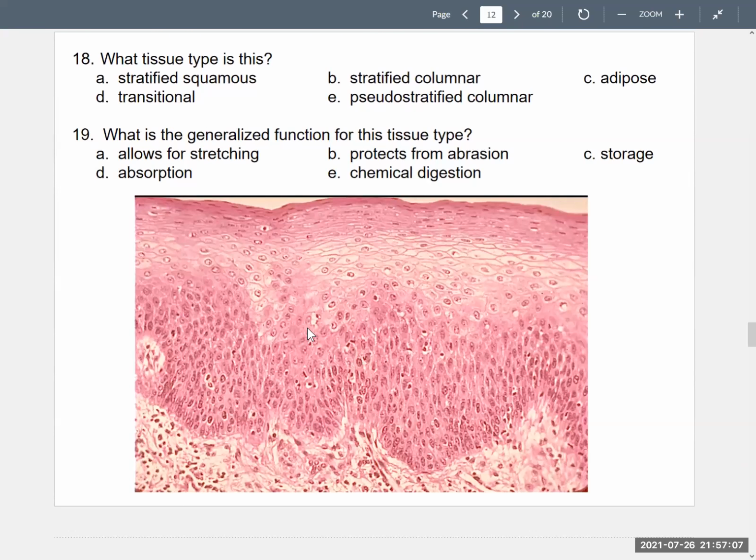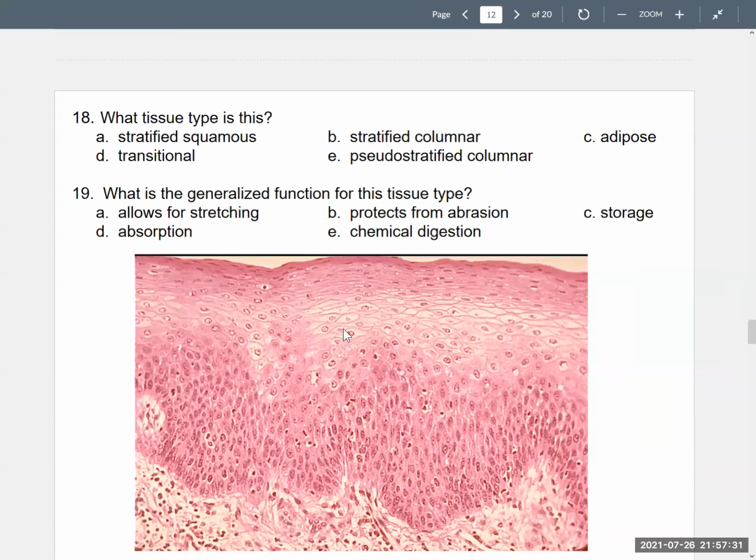Okay, this one has stratified squamous epithelium, and that's from here to the top. That's the epidermis. The cells in the stratum basale, and spinosum, and granulosum, these are those cells here. Are larger, but as they're moved closer to the periphery, they flatten out. They're very flat in here. Flatter even still. A generalized function of this tissue, protection from abrasion.